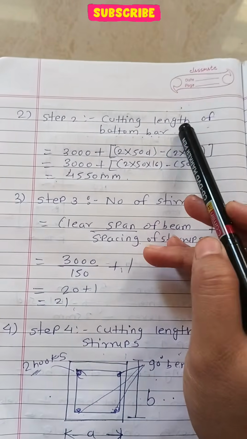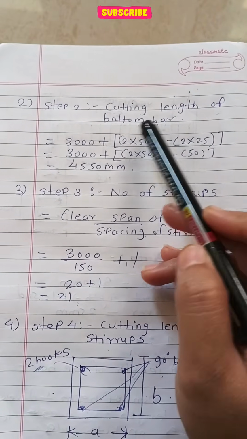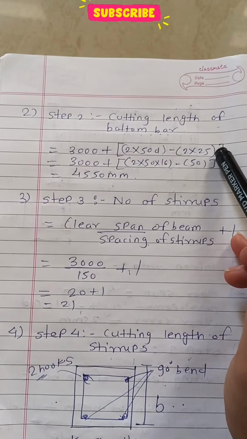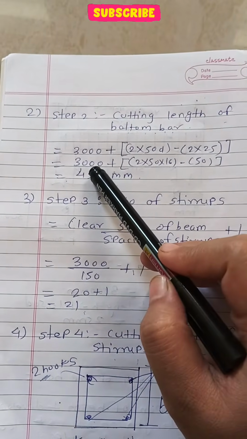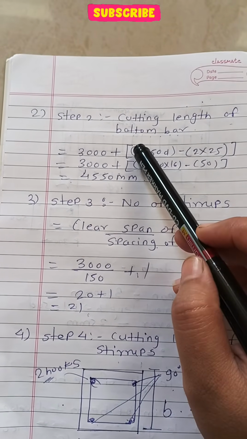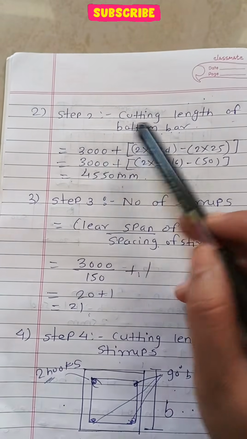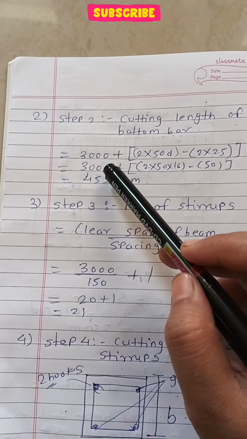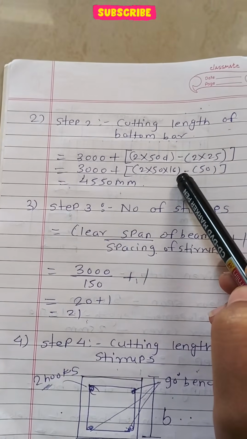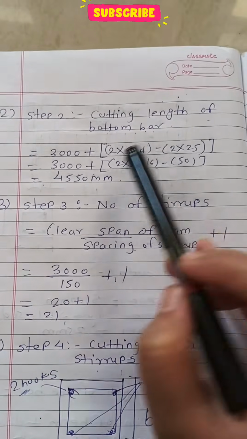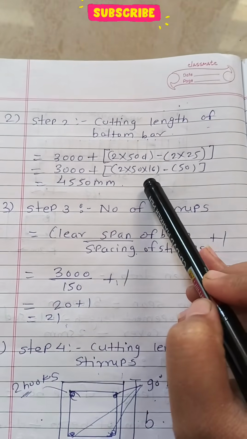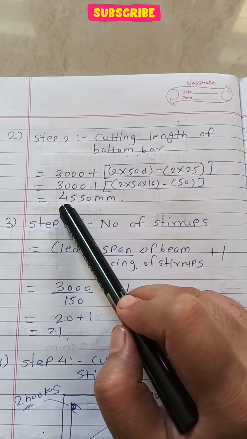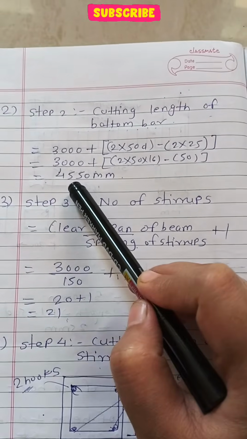Then step 2, cutting length of bottom bar. The cutting length of bottom bar is 3000 plus, in bracket, 2 into 50D minus 2 into 25. The data you have to put is the same as that of your top bar. The only thing that will change is the diameter of bottom bar, because sometimes it may happen that your top bar diameter and bottom bar diameter are different. So it approximately changes, and the value comes out to be 4550 mm.